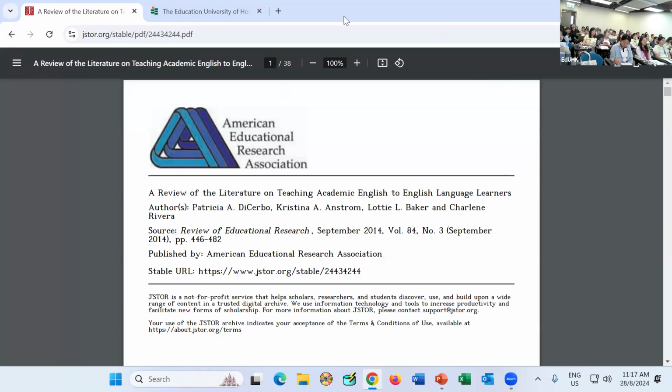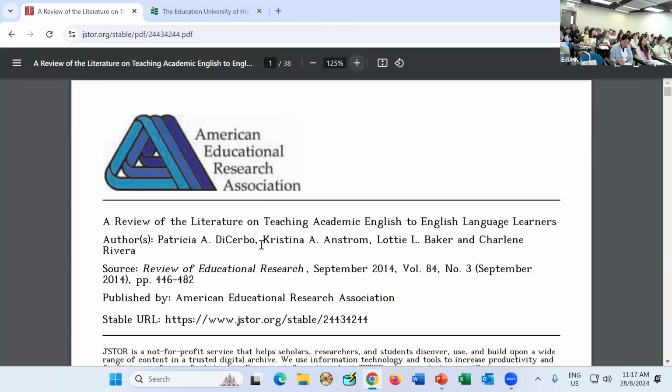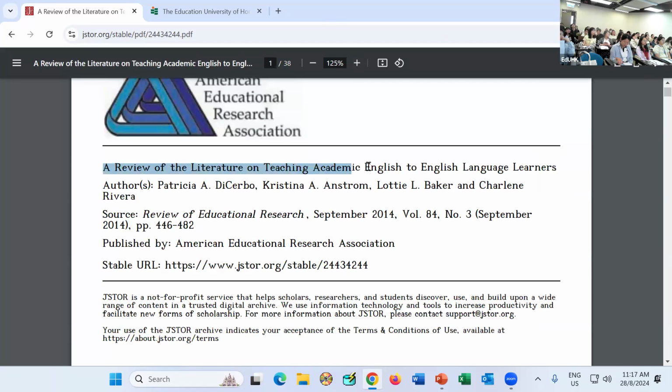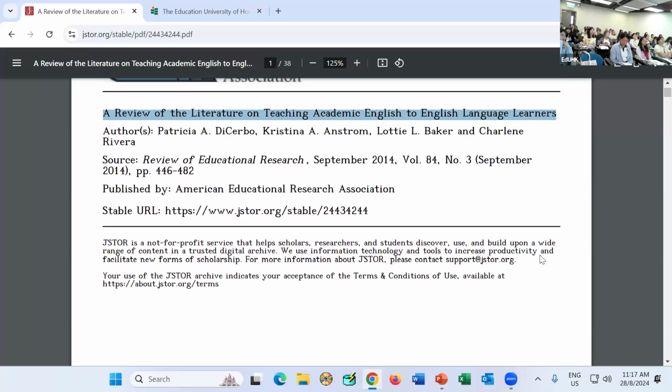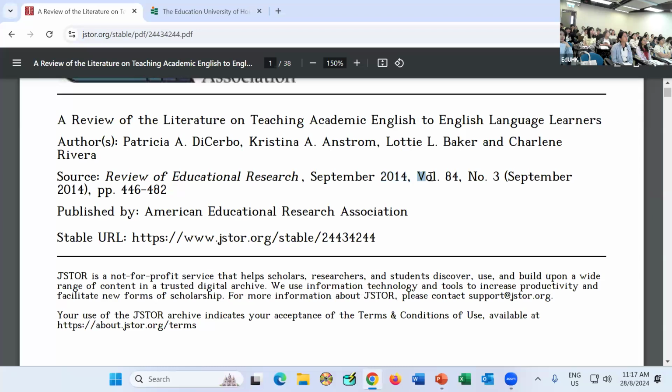Okay, good. All right, we have a different format. So this one, you see the article name is called A Review of the Literature on Teaching Academic English to English Language Learners, right? And then here, year of publication, 2014. Do you see VOL? It will give you the volume number. And then this number, they don't say it's issue number, must be issue. And then page number, they give it to you as well.